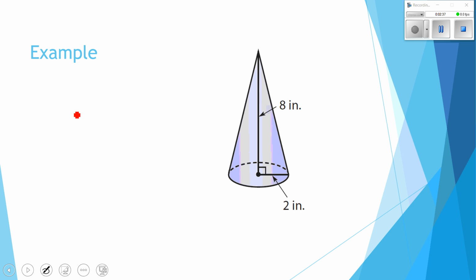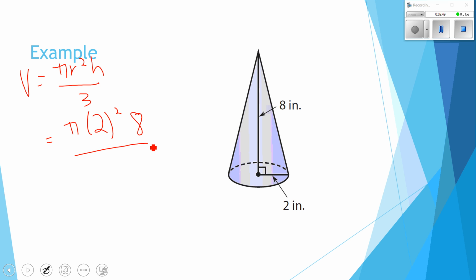So doing another example, volume is equal to pi r squared times the height divided by 3. The radius in this case is equal to 2. The height of the cone is equal to 8. And divide by 3 would give us 10.67 pi, or again, if I ask you to round it to the nearest tenth, it would be 33.49, I apologize, nearest hundredth, inches cubed.